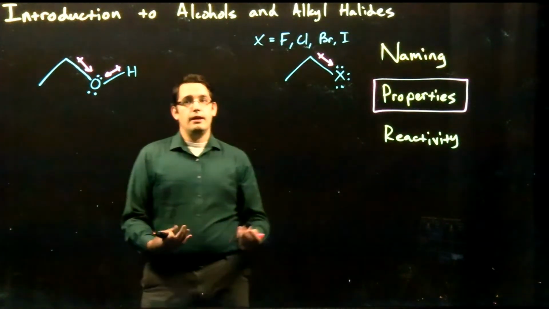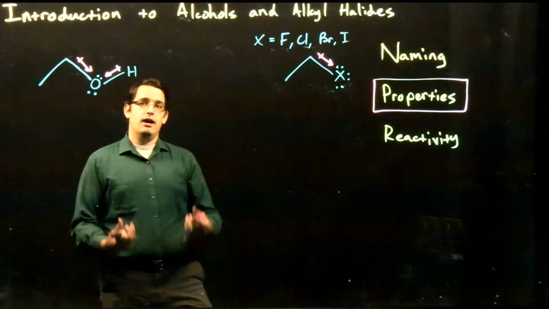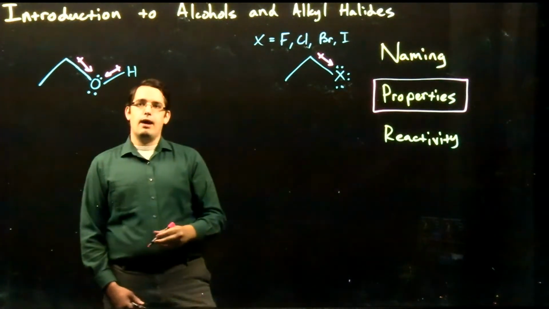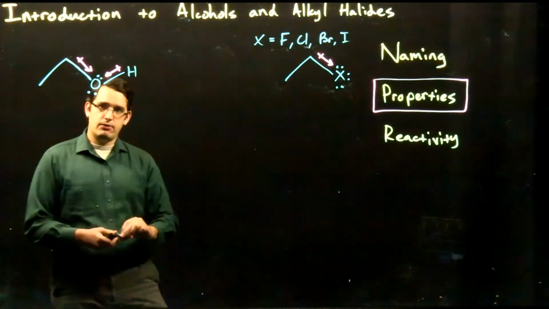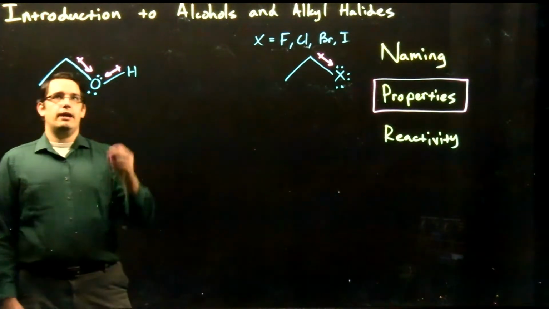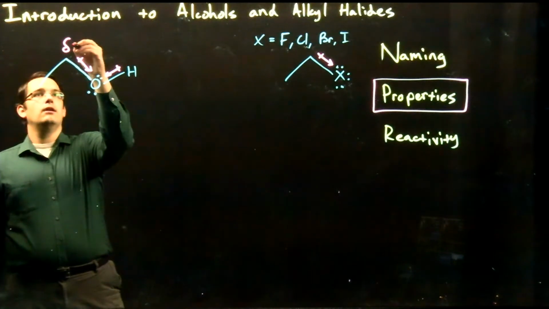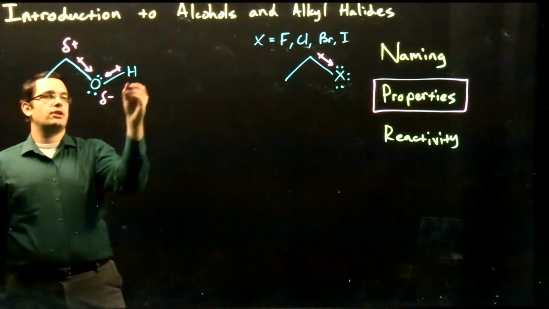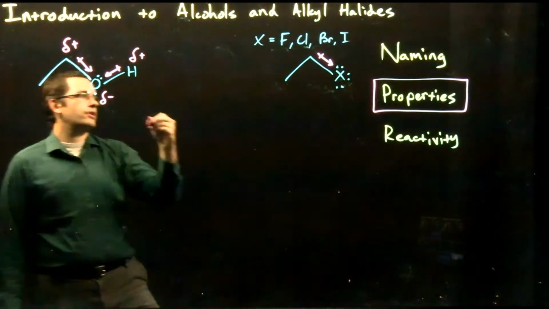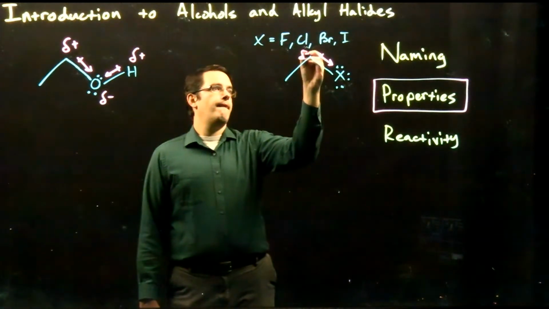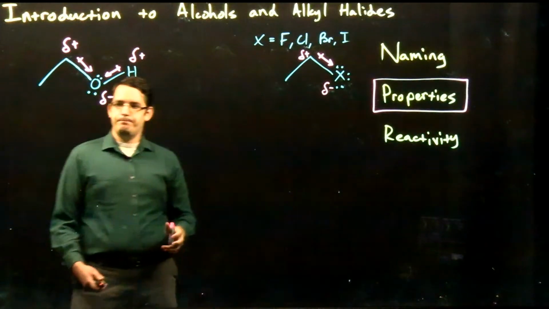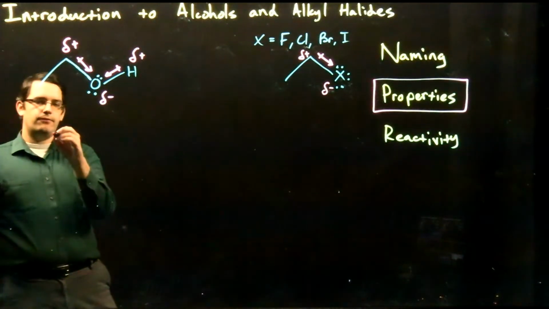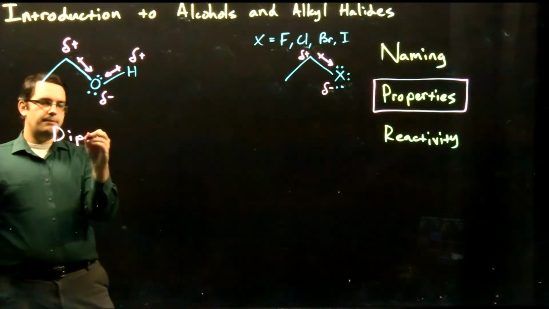As we discussed earlier, this has a significant effect on our reactivity and our properties. So as we pull electron density towards ourselves, this creates our dipoles. We have our partial positive charges that develop and our partial negative charges. As those electrons are redistributed, that allows for dipole-dipole interactions.